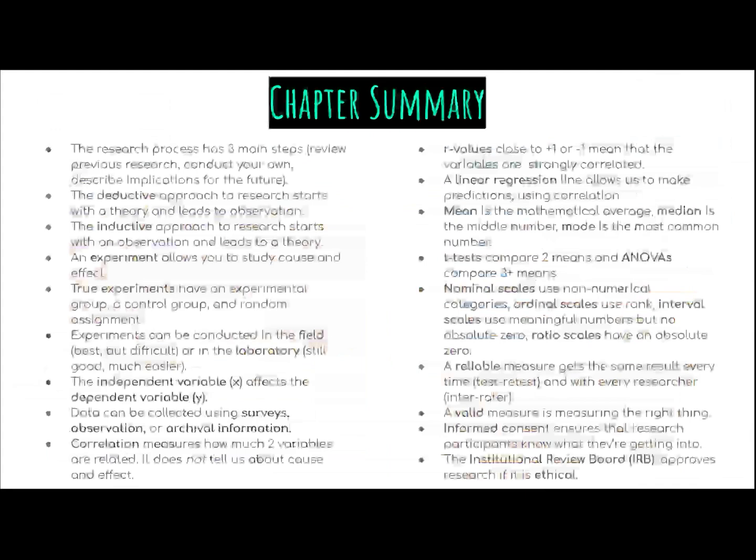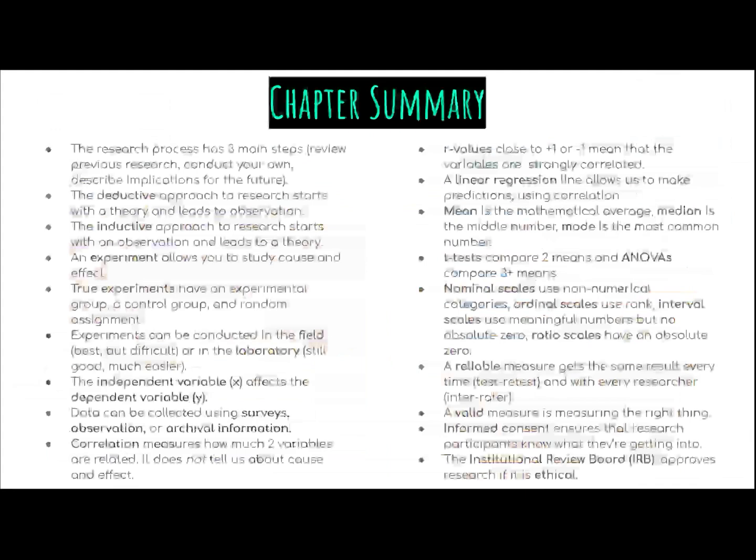Nominal scales are scales in surveys that use non-numerical categories such as male or female. Ordinal scales use rank, like first place, second place, third place. Interval scales have meaningful numbers but no absolute 0. And ratio scales have an absolute 0. A reliable research measure gets the same result every time and the same result with every researcher. The results are consistent if they're reliable. A valid measure is measuring the right thing. If our measure measures what it's supposed to, it's valid.